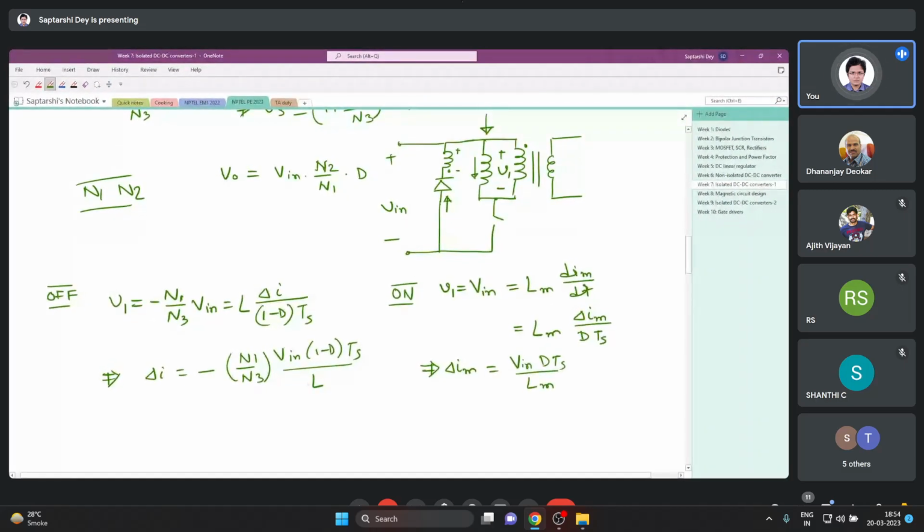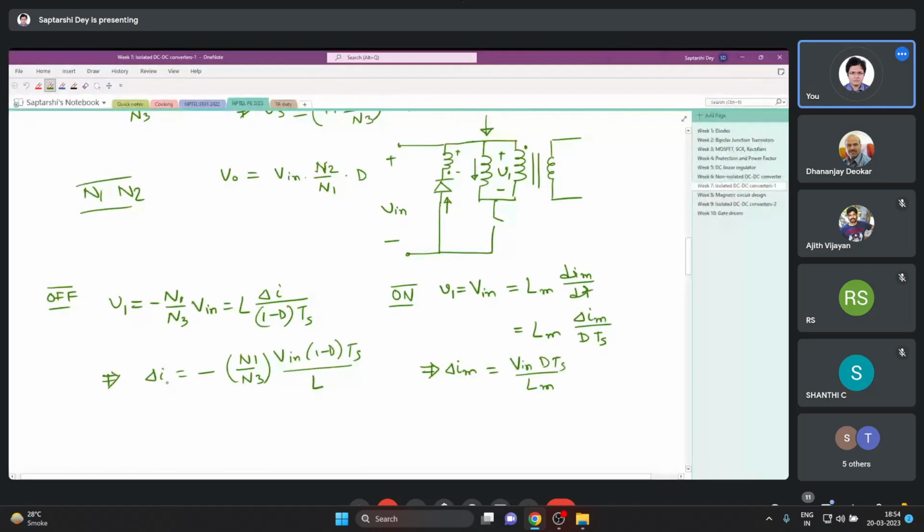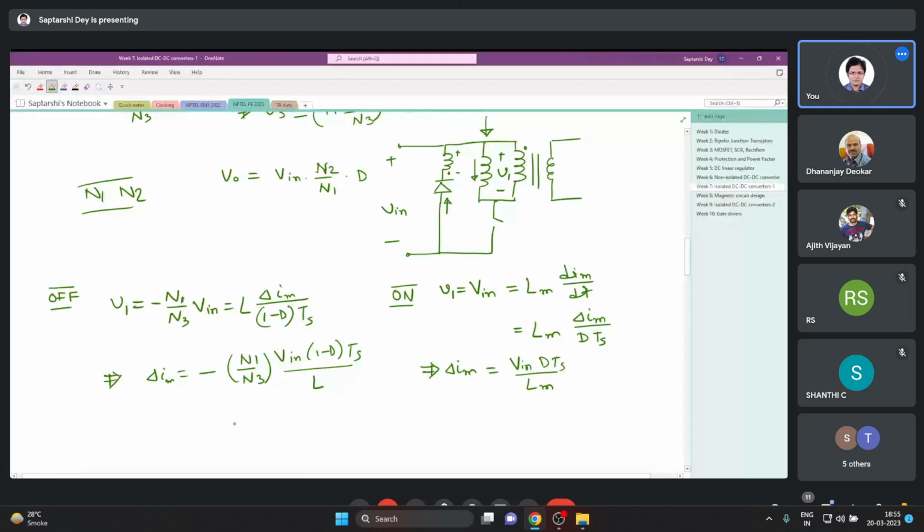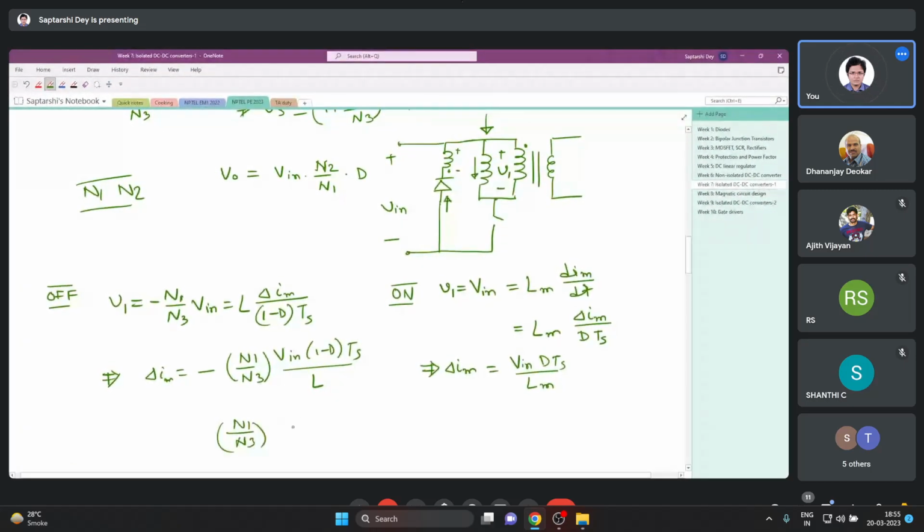Now ideally what we will want is that at least as much as the increment in current was, that much should be going away. Why did I say at least that much? You can design it in such a fashion that much before the switch is turned on once again, the current is dissipated away. But since we're trying to find the boundary condition, this should be equal to this by magnitude. Now, if you equate this, what we will get is n1 by n3, by magnitude I'm equating. So V in gone, Ts gone, 1 minus d, everything is gone. Or I'm making some mistake, V in Ts L, V in T equal d.